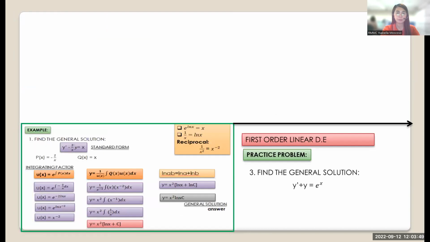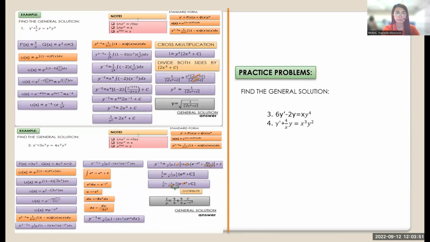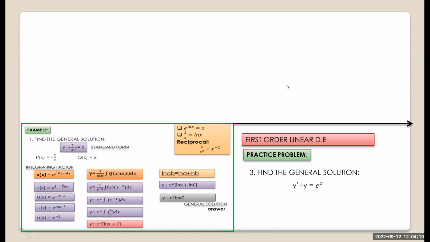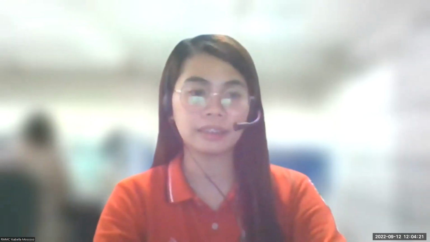So for your practice problem, I want you to solve the problem 3 and 4 for Bernoulli. Okay, I'll close my camera. Okay, please try to solve this one for Bernoulli. And the next one is for your first order differential equation. Submit that one in our LMS and I will consider your submission as your attendance for today's online classes.